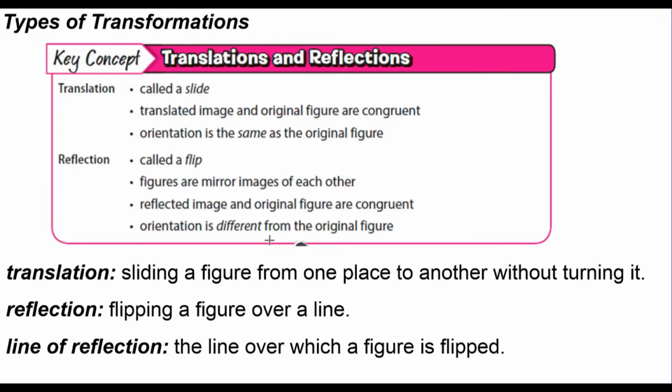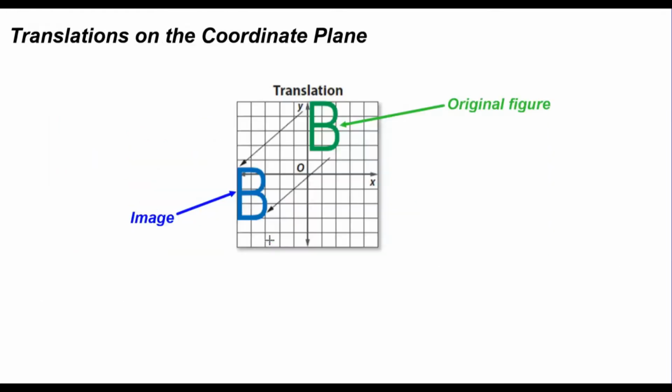We're also going to talk about something called a reflection, and that's a flip. So a nice way to remember that is a flip. You're going to be flipping it over a line, kind of like a mirror image. We're going to create a mirror image of something, reflecting it across a line, and that line is called the line of reflection. That's the line over which a figure is flipped. So this video is focused on those two types of transformations: sliding a figure and reflecting a figure.